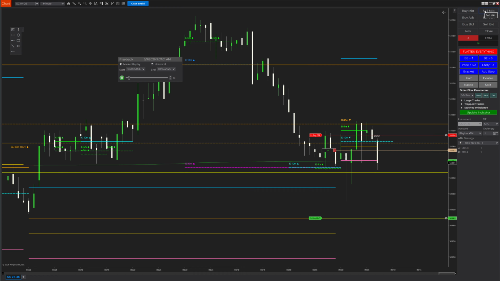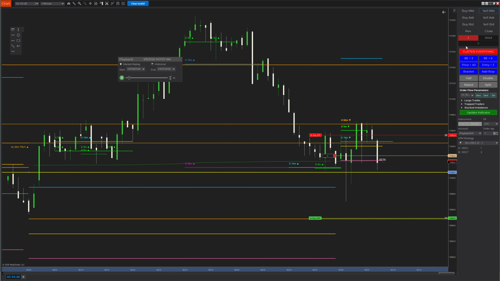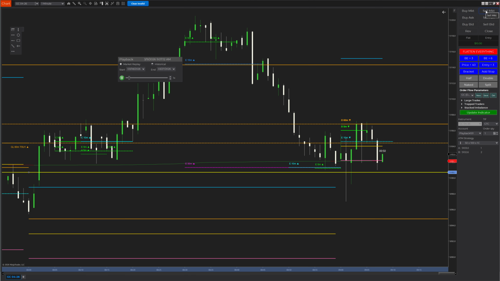I also don't like the fact that it's right into this 4-hour. I'm gonna sell there. Oh, shoot. Pull back. Pull back. Keep pulling back. That's okay. I like that it pulled back to that level.